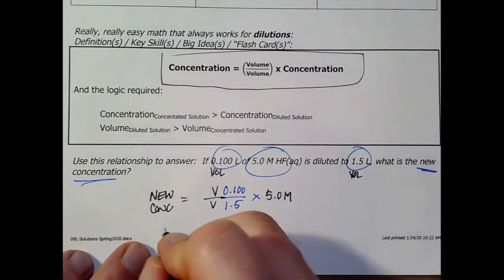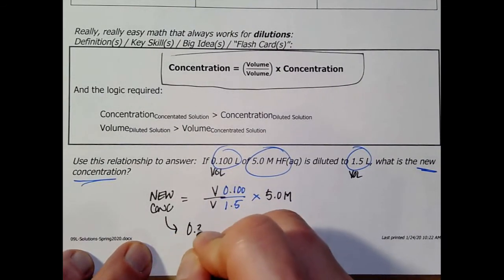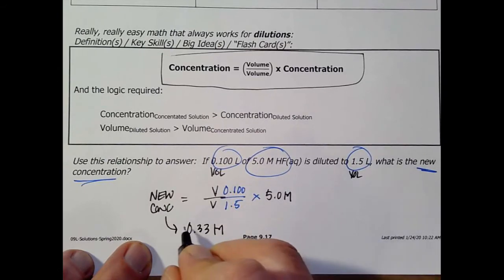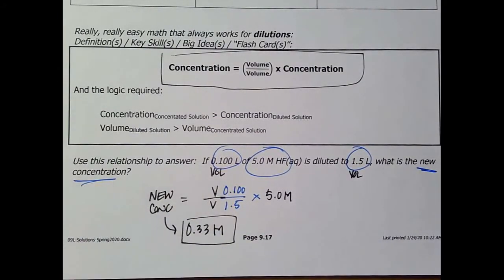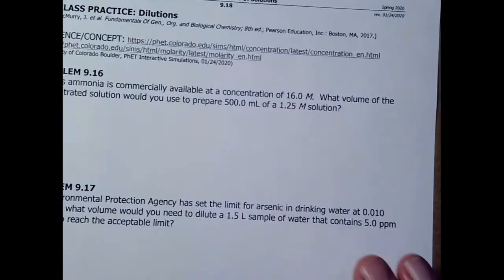That gives me a new concentration, 0.33 moles per liter, as we'd expect. Oh yeah, the volume went up from 0.1 to 1.5. The concentration went down from 5 to 0.33. Let's do a couple of examples right out of the book to wrap up this concentration marathon.